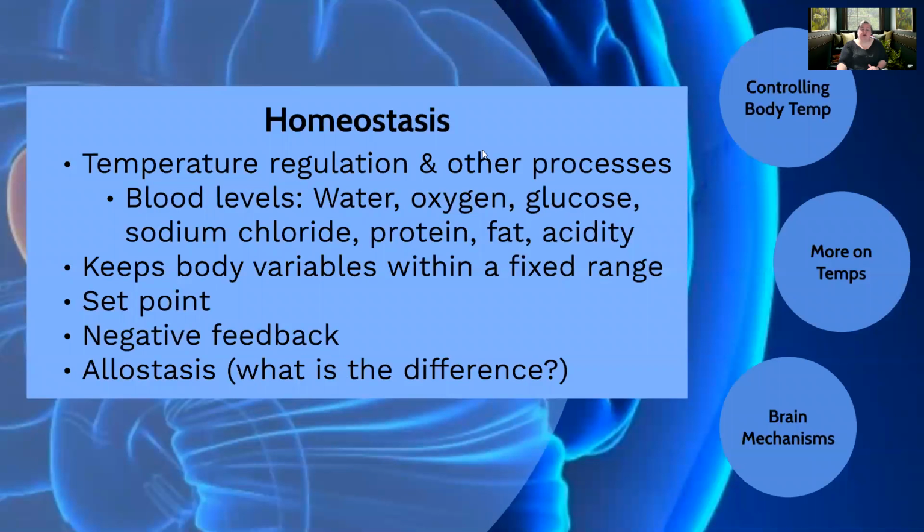If you think about the thermostat in your house, you set the thermostat at a certain temperature, and when that temperature gets higher than you want it to be, what happens? The air conditioner turns on. And during the cold seasons, when that temperature gets lower than you want it to be, the heater or the furnace will turn on. So homeostasis for humans and animals is kind of like the thermostat of your house, especially when it comes to temperature regulation.